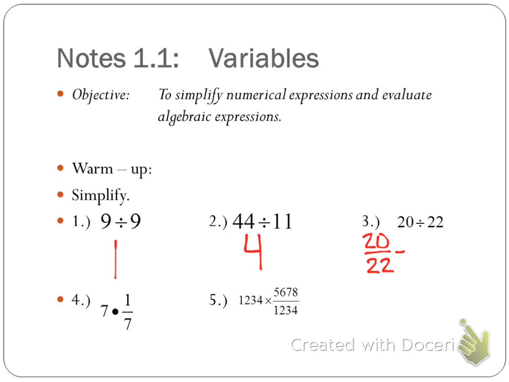Okay, so I know that both of those are even numbers, so they can both be divided by 2, top and bottom. If I divide the top by 2, I get 10. If I divide the bottom by 2, I get 11. And then that fraction can't be reduced anymore, so that's my answer: 10 over 11. 10 elevenths.